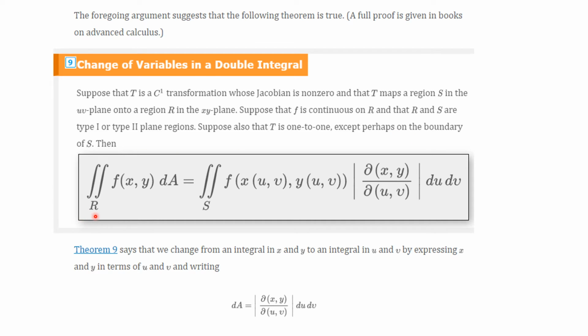Then the double integral over R of f of x, y dA is the same as the double integral over S of f of x of u, v, y of u, v, times the absolute value of the Jacobian ∂(x,y)/∂(u,v) du dv. So this theorem says we can change an integral in x and y to an integral in u and v if it simplifies the integral. It also allows us to change a complicated region into a simpler region, or we can do both. And we do this simply by writing dA is equal to the absolute value of the Jacobian ∂(x,y)/∂(u,v), and this is du dv.